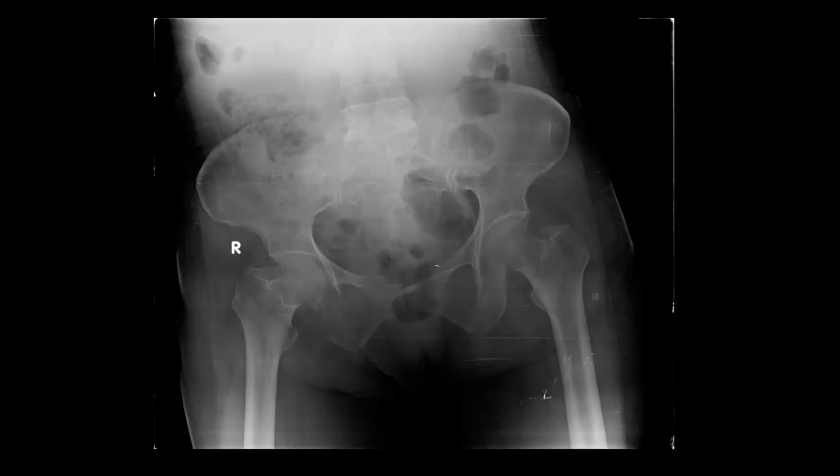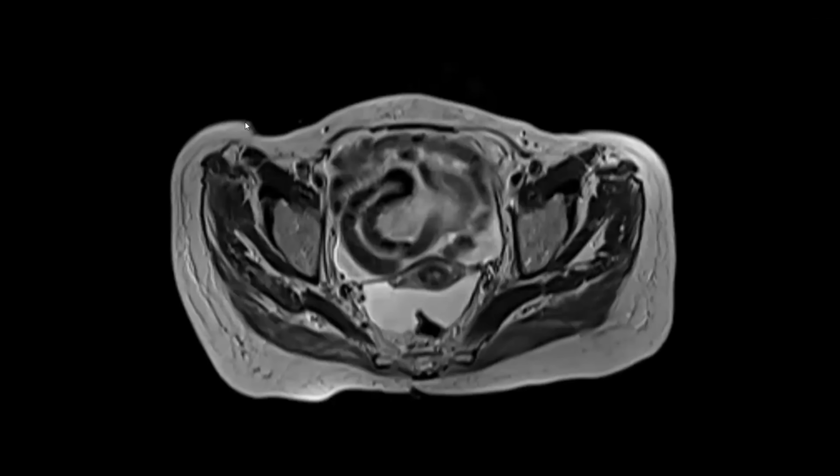Proceed for CT scan of the abdomen and pelvis, looking for any primary, and doing MRI for this lesion for further characterization.